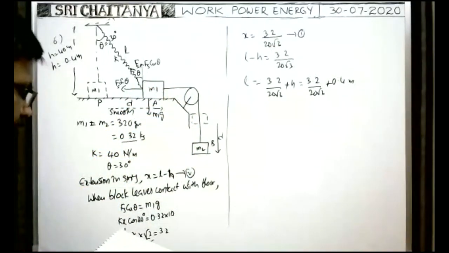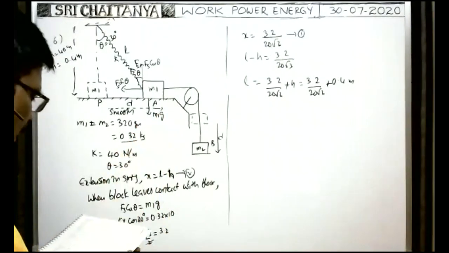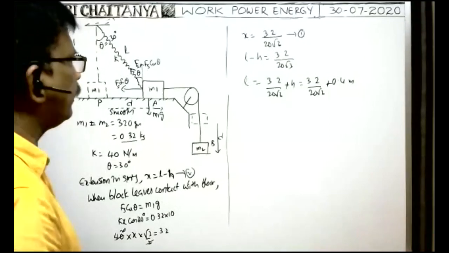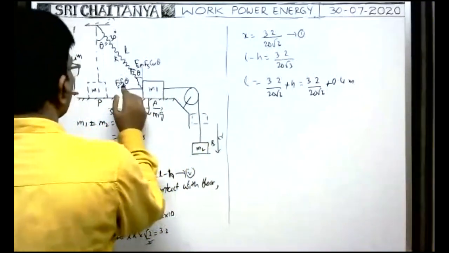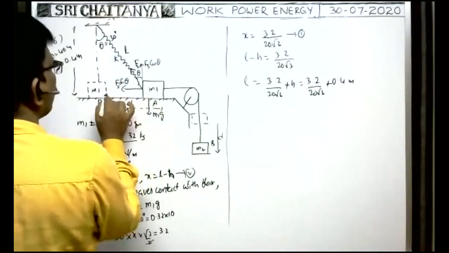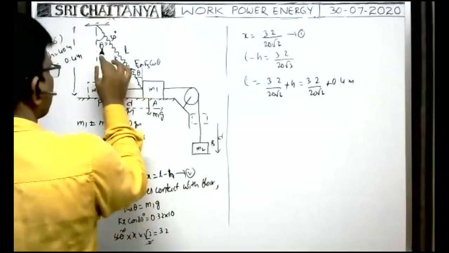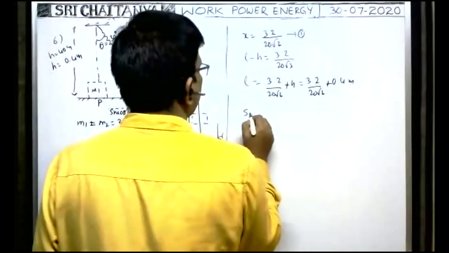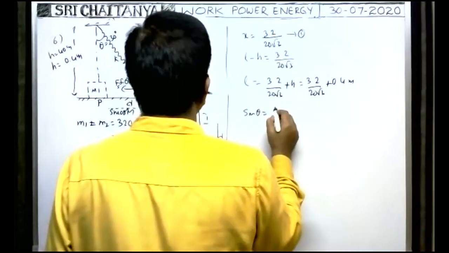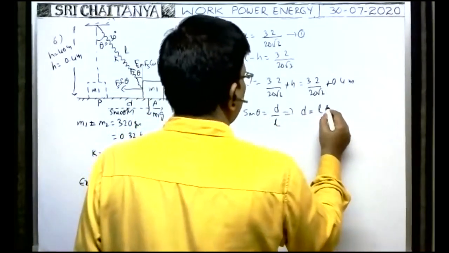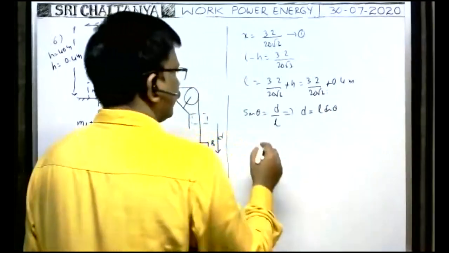Okay, from that we can calculate the L value. If you know the L value, then the D value. You see, from this right angle triangle, it is the D value. This is D. So from this right angle triangle, you take sin theta. Sin theta is equal to opposite by L, that means D by L. Implies D is equal to L sin theta. We can write now L sin theta.